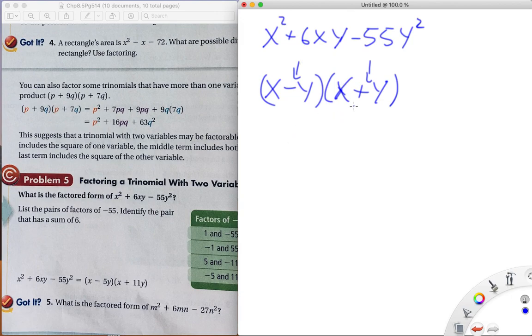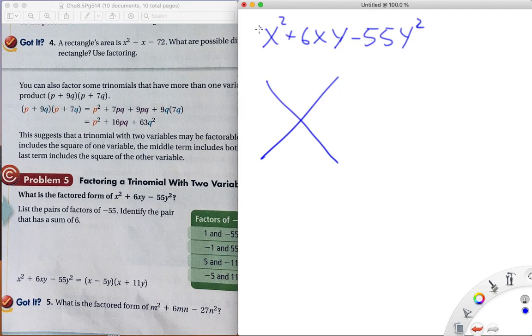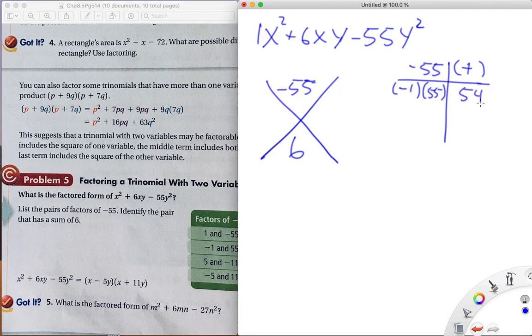So when we do things like this, still doing the diamond method, but for some reason draw an x. There's a 1 here, so 1 times negative 55 is negative 55. And then when I add them up, it gives me positive 6. So that tells me that the bigger number is going to be positive, the bigger absolute. So this is going to be negative 1 and 55. When I'm adding them up, that's 54.